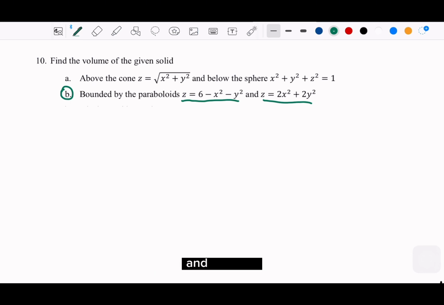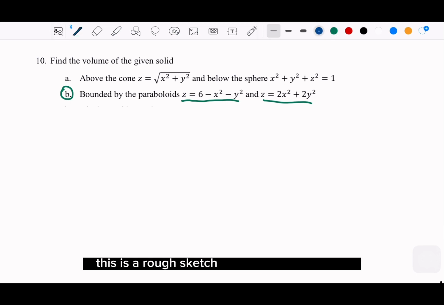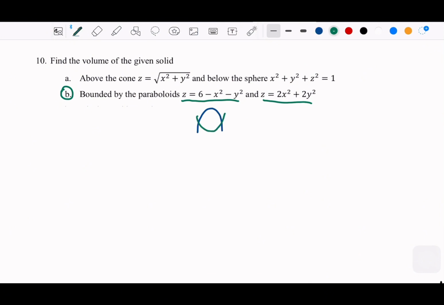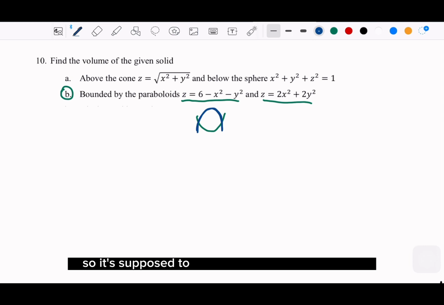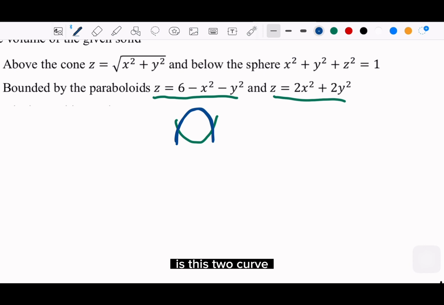If you want to draw, perhaps this is a rough sketch of how it's going to be. It's going to be like this. So this one here is the blue one, 6 minus x squared minus y squared, because it has minus and minus, so it's supposed to be an upside down curve. But the one thing that I want to explain here is that these two curves will intersect each other at some point. So I think we could look at that first and then see what the equation is.